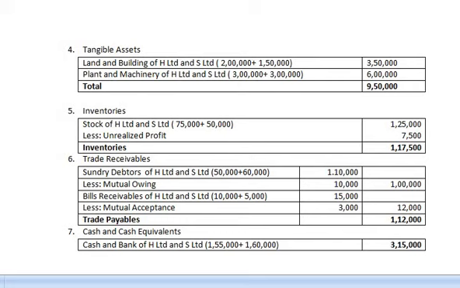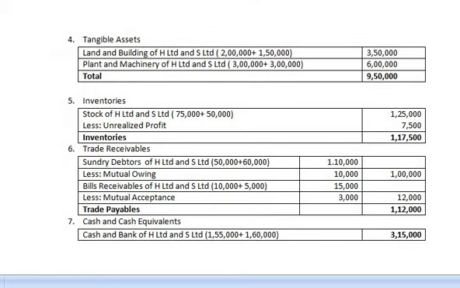The point to be noted here is that in case of mutual owing, it has to be deducted from sundry creditors and sundry debtors. In case of mutual acceptance, it has to be deducted from bills receivable and bills payable. And in the case of unrealized profit, it has to be deducted from the profit and loss account because it will reduce the profit, and also from the stock on the asset side. Now let us look at the balance sheet.